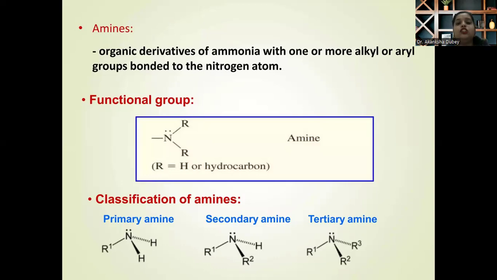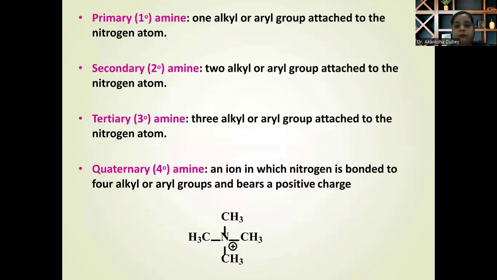Now, primary amines are those in which one alkyl or aryl group is attached to the nitrogen atom, while secondary amines have two alkyl or aryl groups attached to the nitrogen atom. Tertiary amines have three alkyl or aryl groups attached to the nitrogen atom, whereas in the case of quaternary amine, it is an ion in which the nitrogen atom is bonded to four alkyl or aryl groups and bears a positive charge.